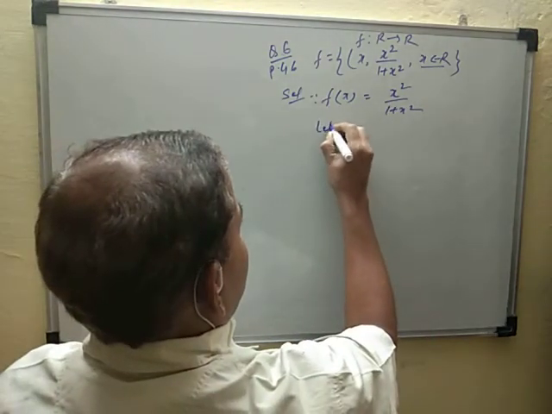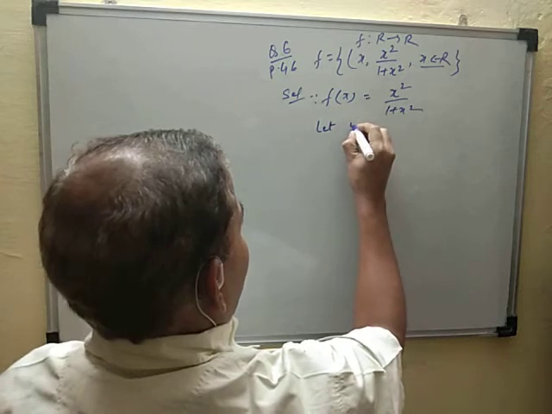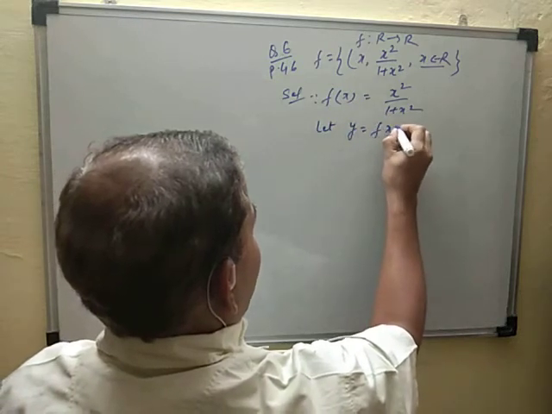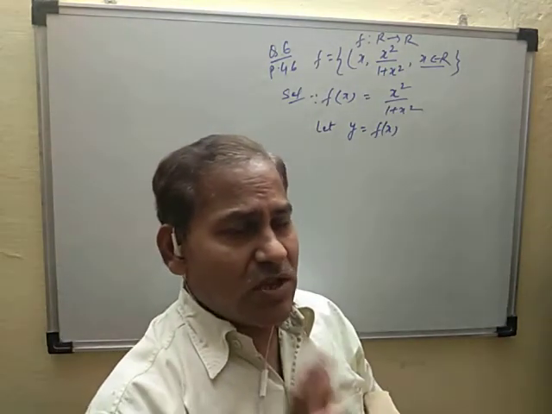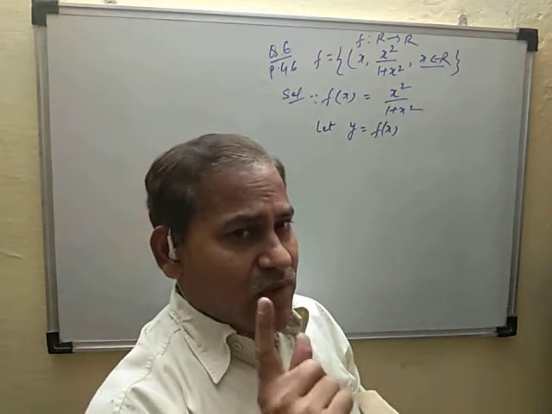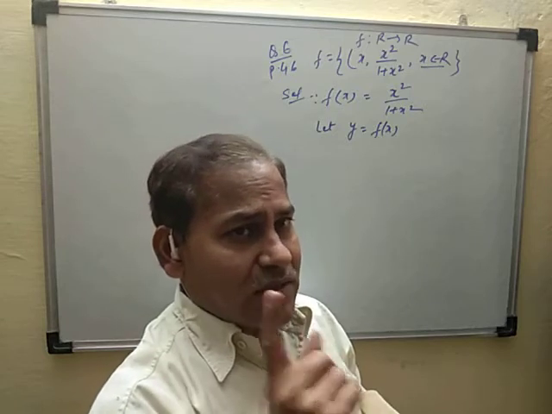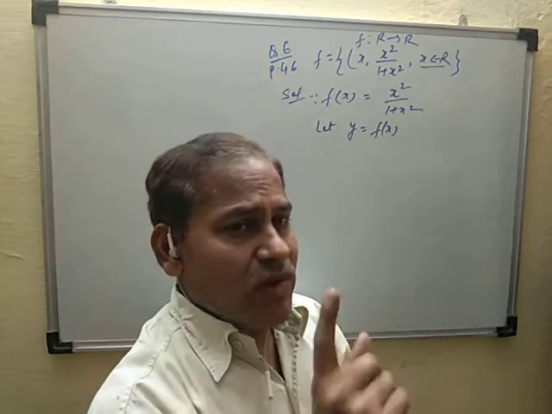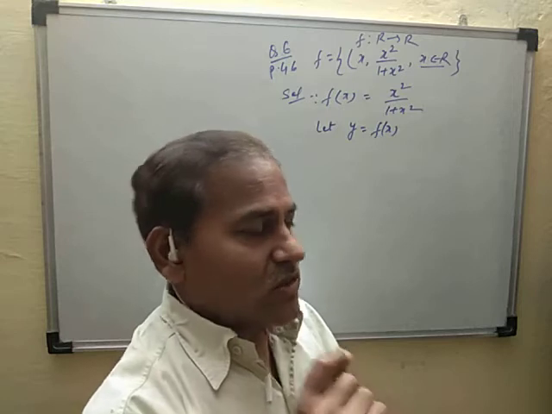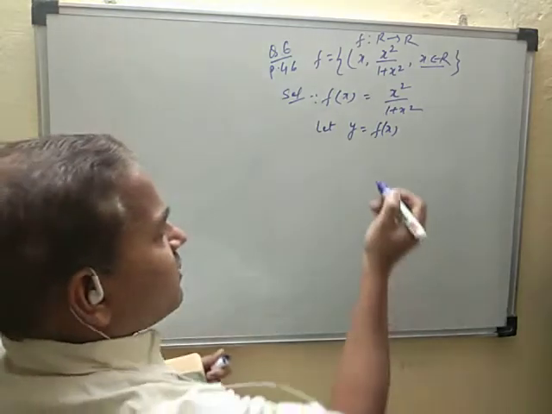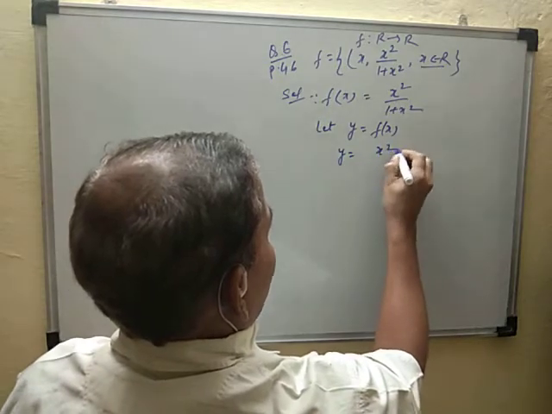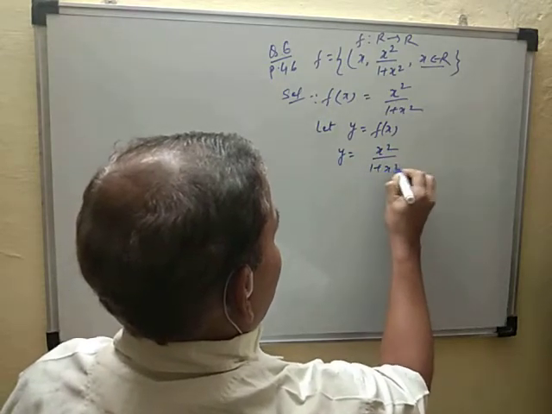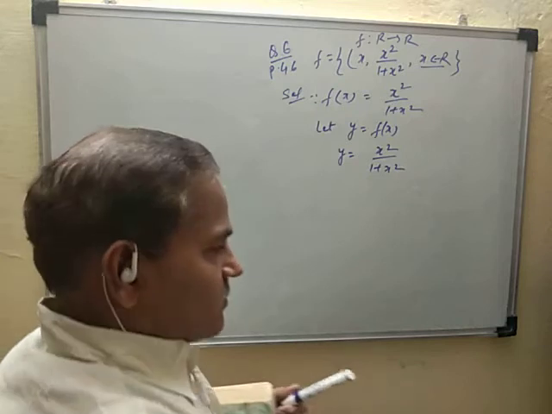So let y be equal to f of x. We have supposed the value of f of x to be y. So find the value of y, and all the values of y are called the range. So now find the value of y. First put the value of f of x. So y is equal to x square upon 1 plus x square.